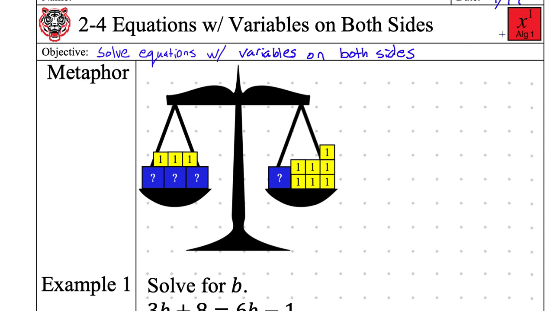Which one? The one on the right or the left? All the question mark blocks. Each question mark block is worth how many pounds? Take a guess. Interesting. Yeah, let's see if we're right.